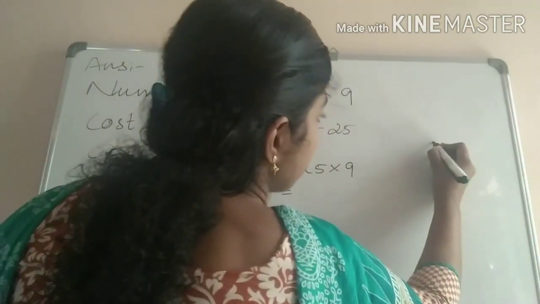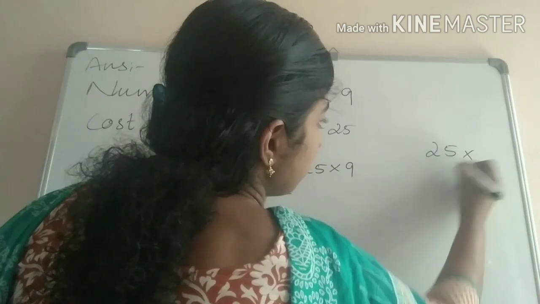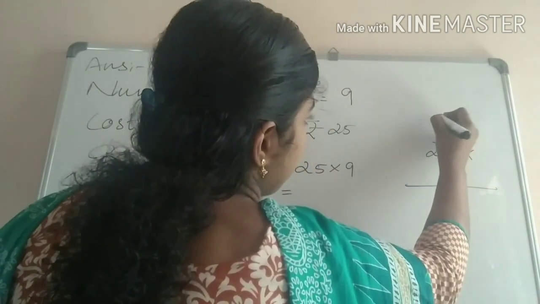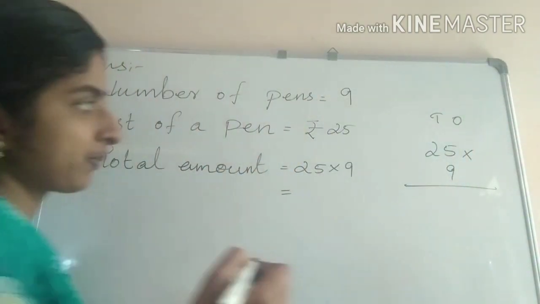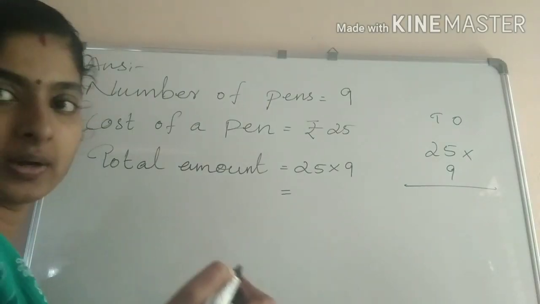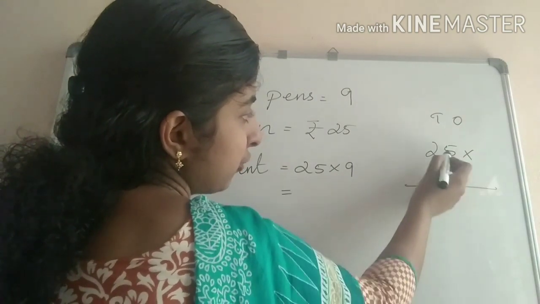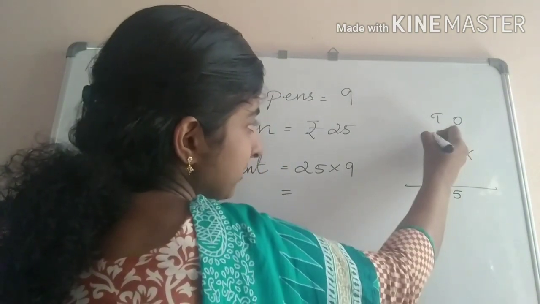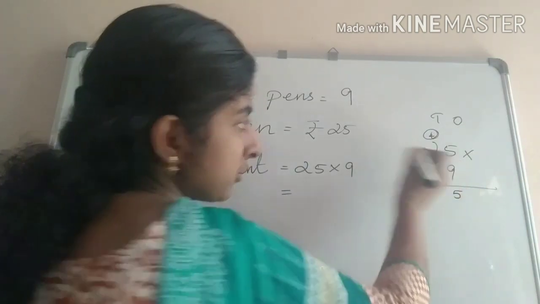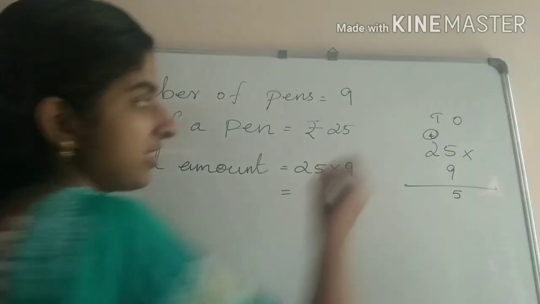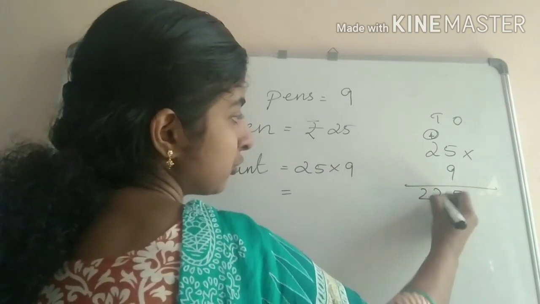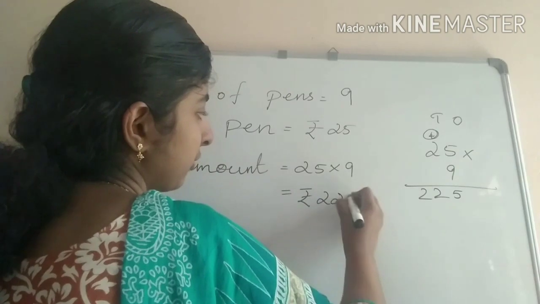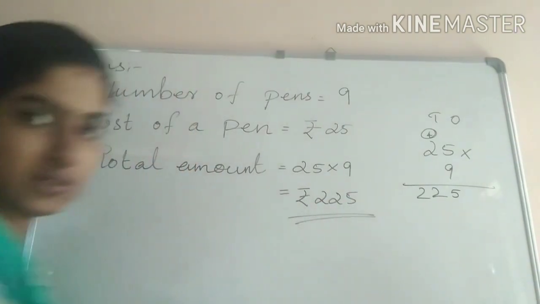Okay. So 25 into 9. How to find? 25 into 9. Here ones place is 5, tens place 2. First 9 into 5. 9 fives are 45. 5 is here. 4 is balance. Then 9 twos are 18. 18 plus 4, 22. So 225. That is the answer.